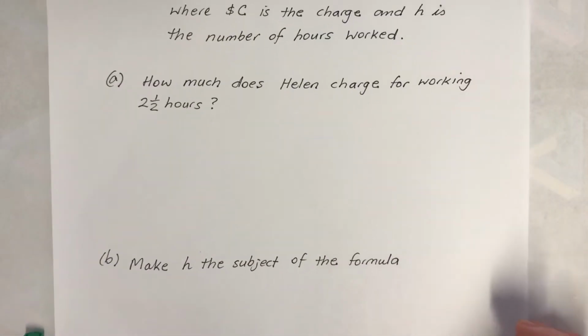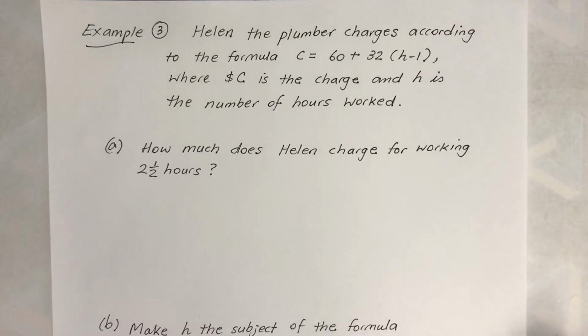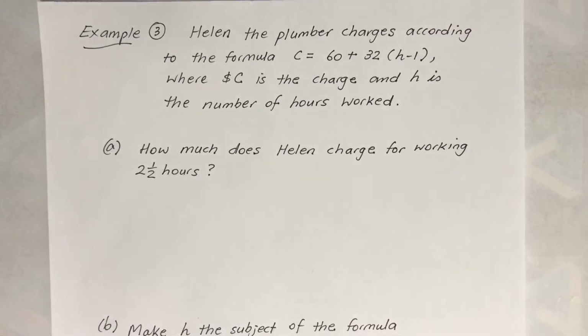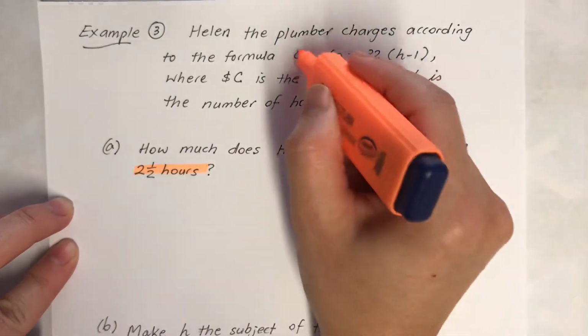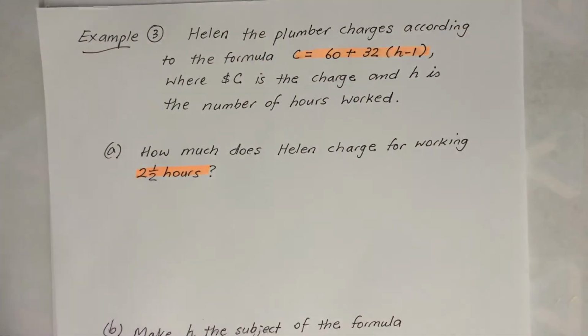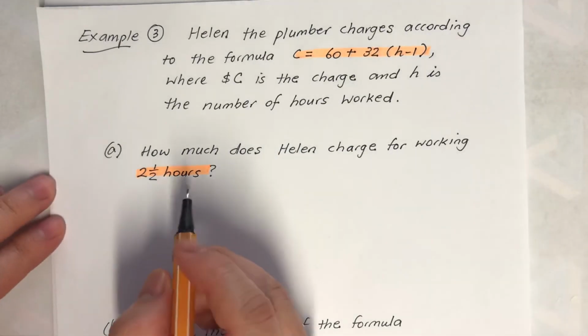Okay, example 3. Helen, the plumber, charges according to the formula C equals 60 plus 32 brackets H minus 1, where C is the charge, the money, and H is the number of hours worked. Part A. How much does Helen charge for working 2.5 hours? Okay, so let's have a look. I'm going to use red pen.